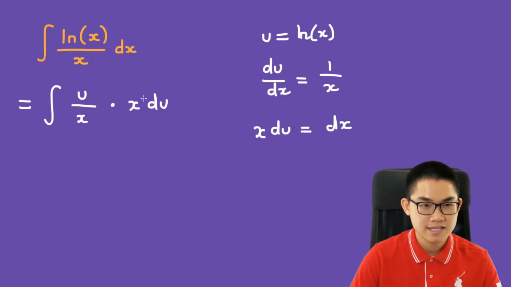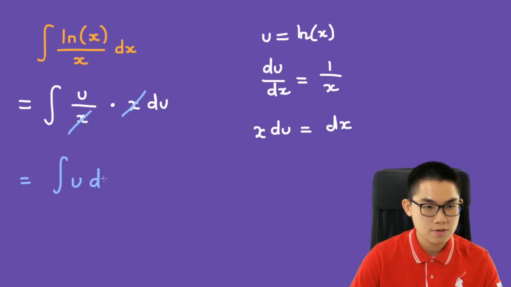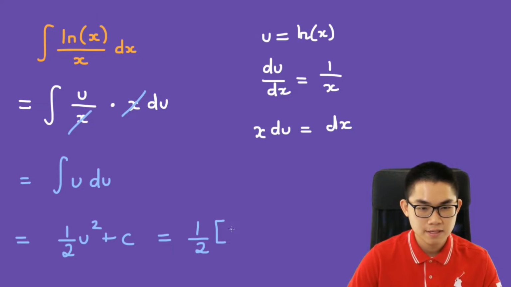So as you can see, these will cancel out, and you get the integral of u du, which is 1 over 2 times u to the power of 2 plus c, and that is simply 1 over 2 times the ln of x to the power of 2 plus c.